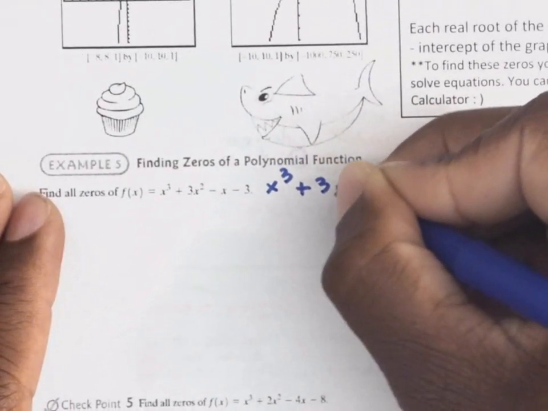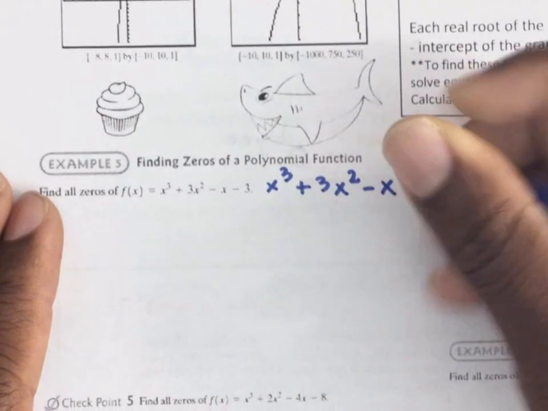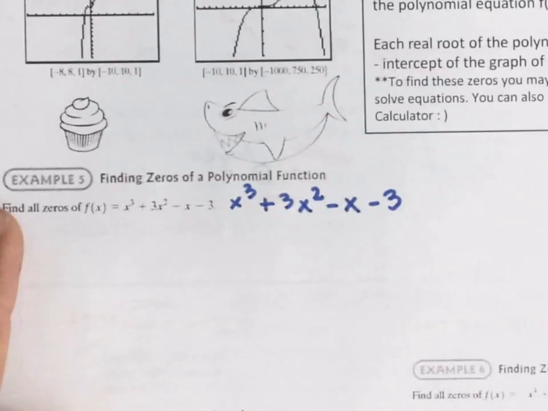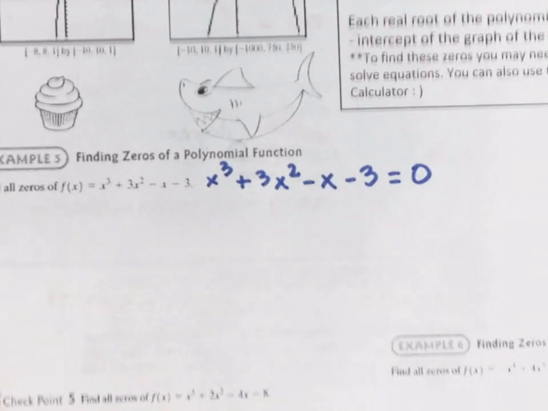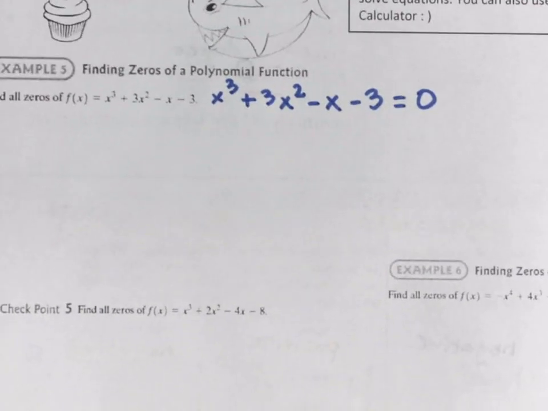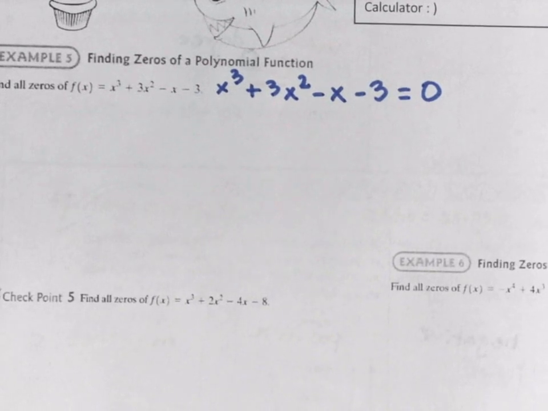You don't have to rewrite it. You may just set it equal to 0. I'll go ahead and rewrite it. So this is my function. To find the roots, we take the function and we set it equal to 0, and we want to solve. And this is where those factoring techniques come in.